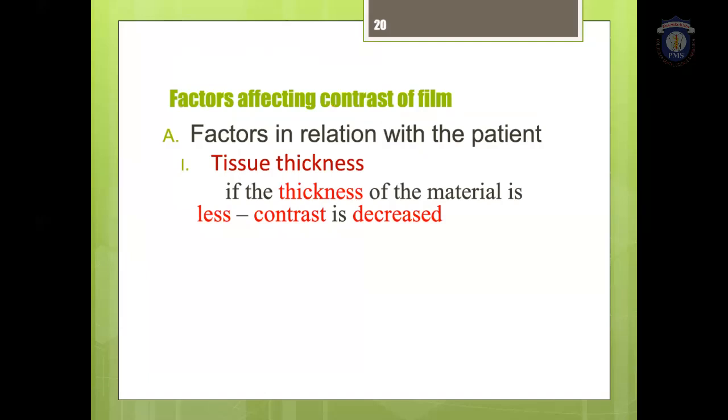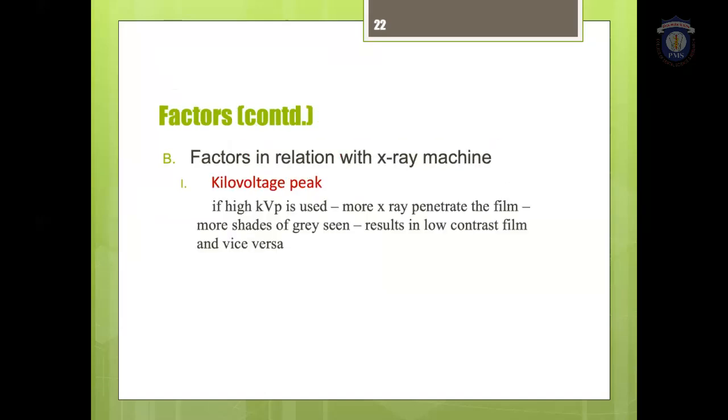Factors affecting contrast of film. First, in relation with the patient, the tissue thickness. If the thickness of the material is less, the contrast is decreased. Factors in relation with the X-ray machine. First one is kVp. If high kVp is used, more X-rays penetrate the film, more shades of gray are seen, resulting in a low contrast film, and vice versa.